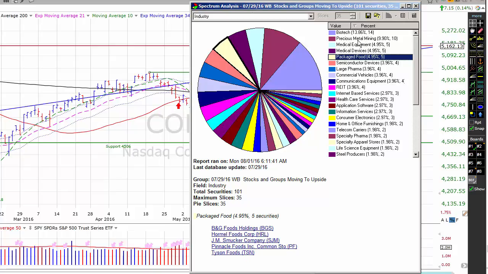Certainly we're seeing a lot of precious metal recently. Packaged food and biotech have been showing up quite a bit recently as well. These may be good places to look for leadership in this market going forward.